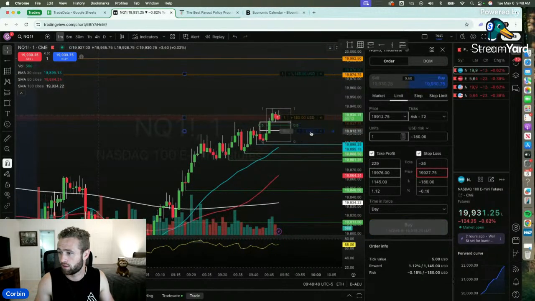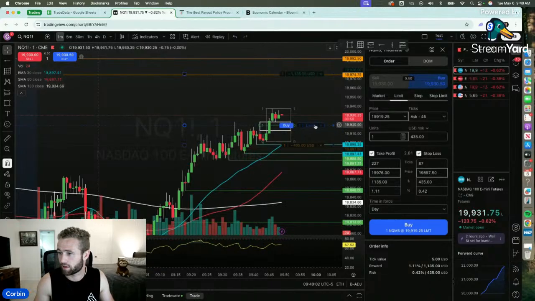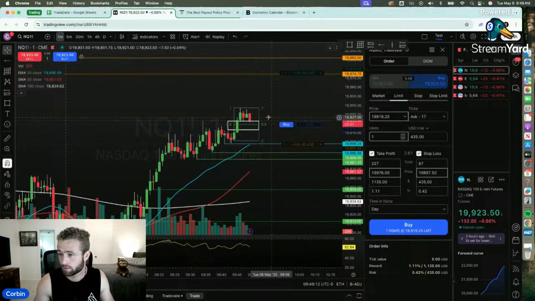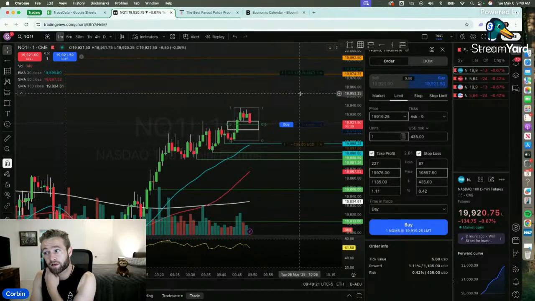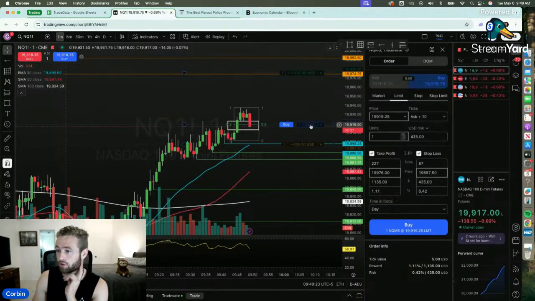Let's move that. Limit would be, oh, I moved the wrong one. Stop would be down here. I'd like to get in somewhere right there, but it formed a new low, so this candle could come down, test these levels, but remember, if it closes below, that's a break of structure. So let's see what it does. That would risk 435 to gain 1,133. Let's see if we're breaking structure here.